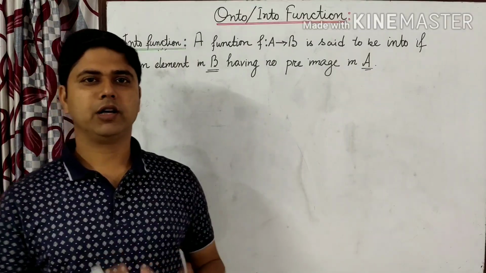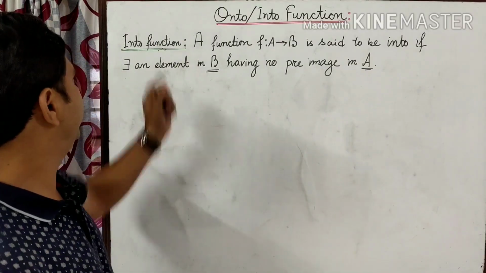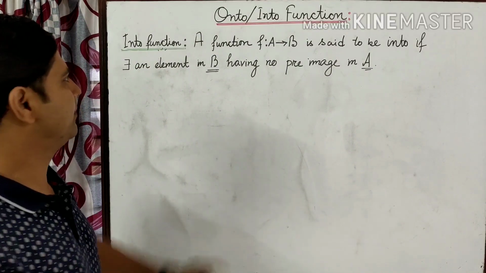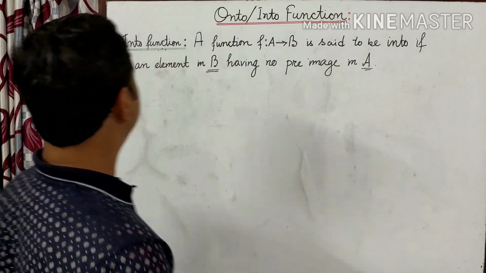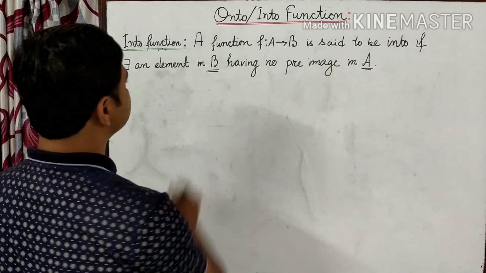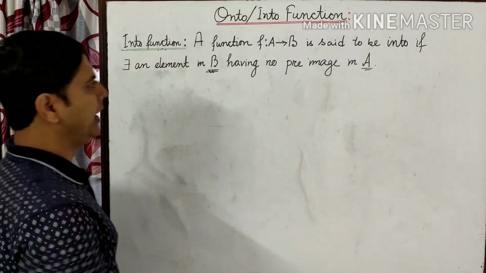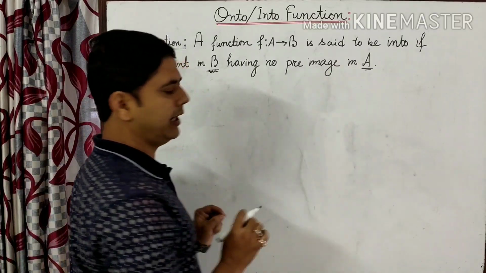onto function. Now I am going to discuss the into function. What do you mean by into function? A function f from A to B is said to be an into function if there exists an element in set B having no pre-image in set A.